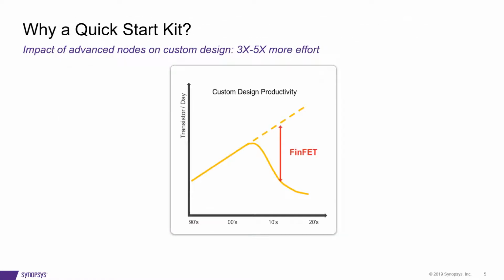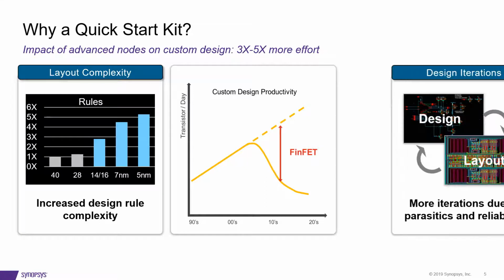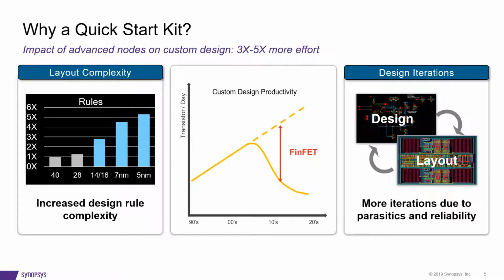Now, why do we need a QSK? For any new node, we hear the design time increases anywhere between 3 to 5x. These typically come from exponential increase in design rule complexity. With so many rules, it is impossible for designers to keep all these rules in their head. Designs often require multiple iterations due to parasitics and reliability issues. For example, our IP CAD head once told me that their layout is the new schematic as they do not know all the layout effects up front for the FinFET technology nodes.